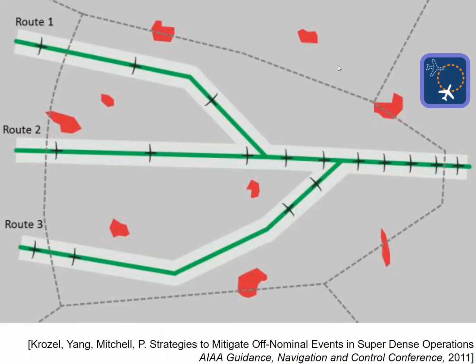So imagine that you have a route structure like this. Again, the green are the routes, the dashed are the sector boundaries. This is an artificial example. We didn't take it from any particular airspace, and the green represent the air lanes or the routes. And there are aircraft following the routes. Everything is nice. But then there is an aircraft with a dysfunctional transponder, a rogue aircraft going through.